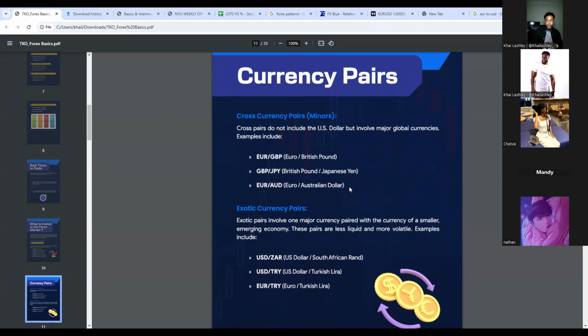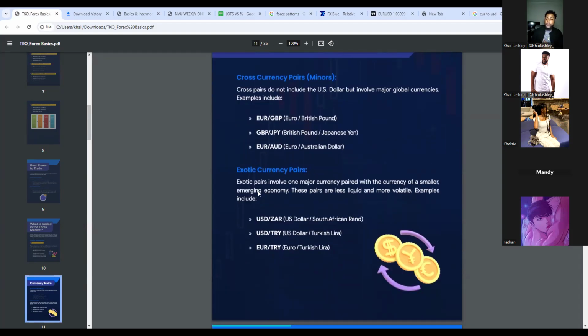So you guys could go through this. We have cross currency pairs like euro to the Great Britain pound, GBP to the yen, Australian dollar to the euro, euro to the Australian dollar. Then we have exotic pairs, right? We don't share a lot of exotic pairs. I used to back in the day, pairs like the South African rand, the Turkish lira. Those are exotics. You can trade those if you want to.